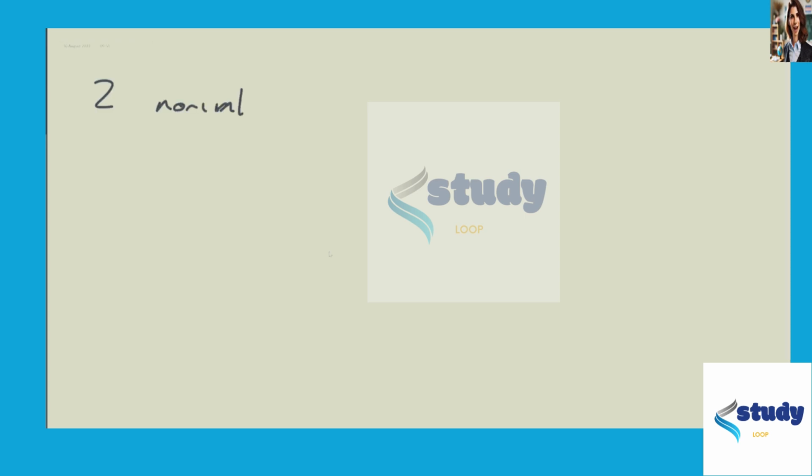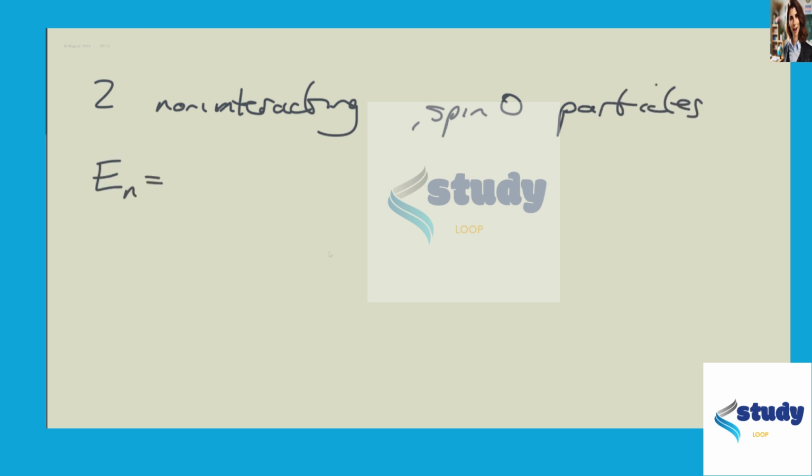So in this question, we're told we have two non-interacting spin zero particles, and the energy of the nth eigenstate is n times epsilon. And we also have the degeneracy of the nth eigenstate for each particle is 2n plus 1.